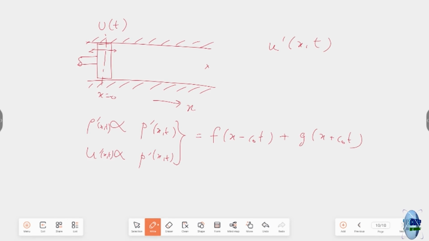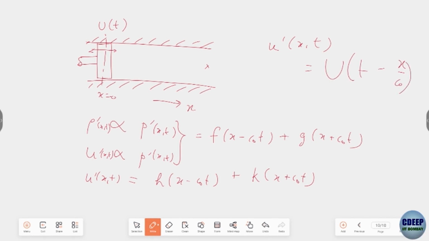So for now, all that we are going to make use of is that u prime as a function of x and time is also given by, say, h of x minus c naught t plus, let's say, k of x plus c naught t, two arbitrary functions which are scaled versions of f and g through this proportionality constant. So what he's finding is that this is capital U of t minus x by c naught, and we can get this heuristically for now. Later on we will get it exactly using much more mathematical rigor.